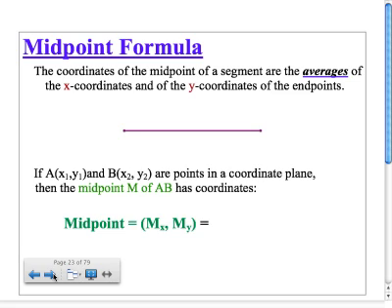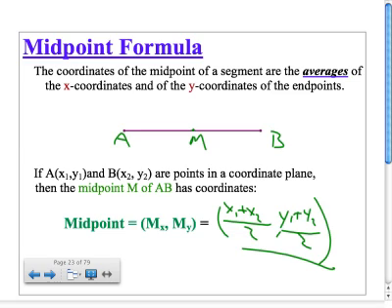All right, the midpoint formula. You should already know this. The coordinates of the midpoint of a segment are the averages of the x-coordinates and of the y-coordinates of the endpoints. So for instance, call this guy A, call this guy B. If I want to find that midpoint, call it M, then I have to average my x's and average my y's. In other words, it's going to look like this: I'm going to take my two x-coordinates, x1 plus x2, divide by 2, and then y1 plus y2 divide by 2.